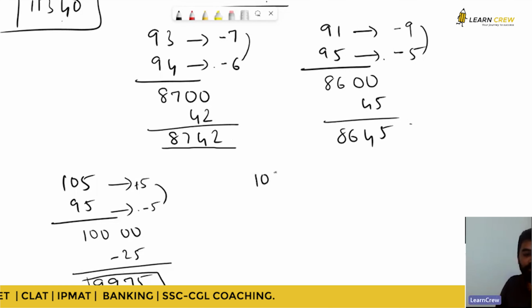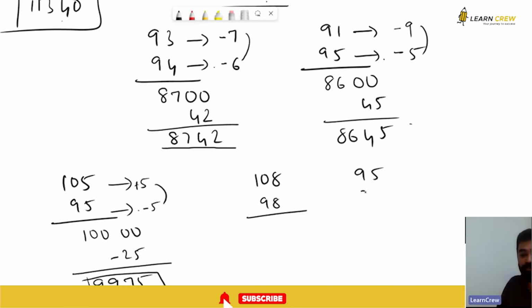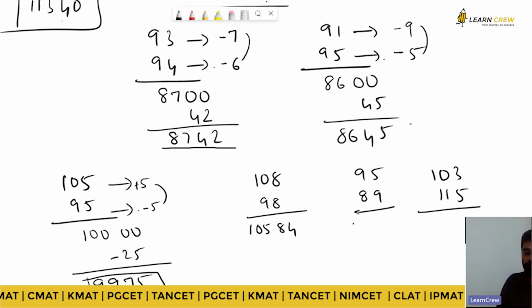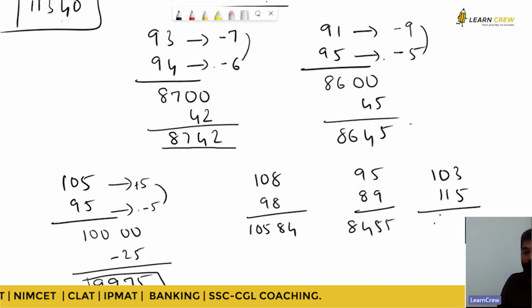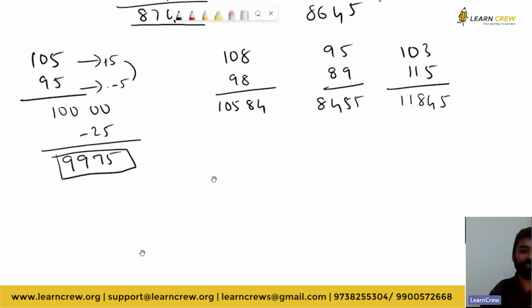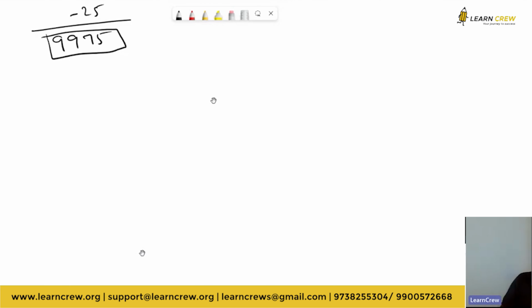Take up some examples. 108 into 98, 95 into 89, 103 into 115. The answers: 10584, 8455, 11845. Okay. Next one. Shall we go or any doubts? No doubts? Okay. So now let us increase the difficulty.